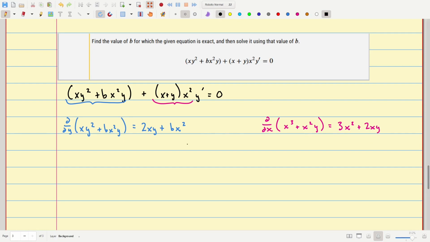We can see pretty clearly here that taking these two things together, we must have b equal to 3 in order to satisfy the condition of this being an exact equation. So we can now rewrite the original differential equation with this in place.